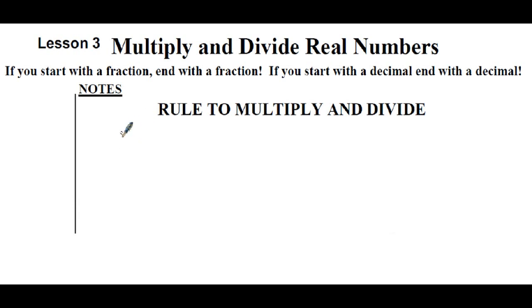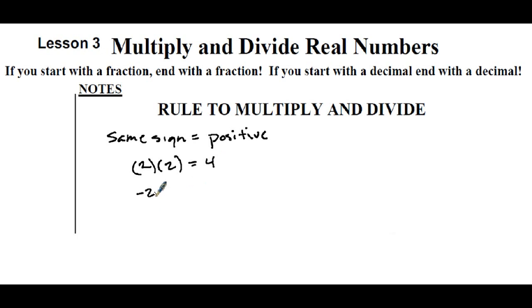When you're multiplying or dividing, if you have the same sign, therefore it'll give you a positive value. Now let's give an example. So let's say I have 2 times 2. Both signs are the same, they're both positive, therefore our answer is a positive. If you have a negative 2 times another negative 2, both signs are the same, they're both negative, therefore the answer is going to be a positive 4.